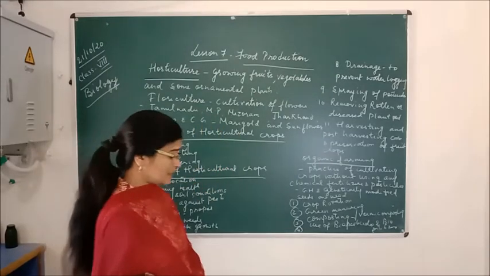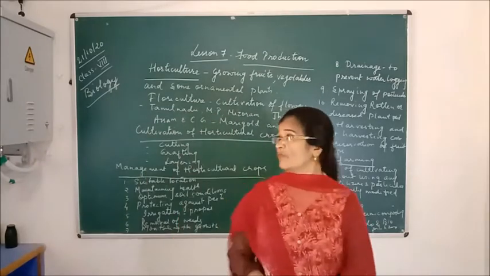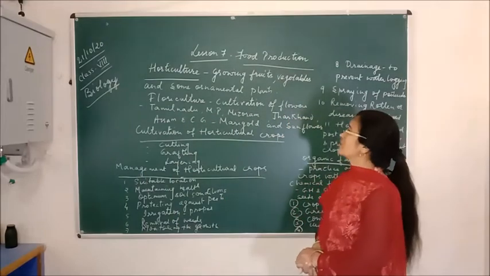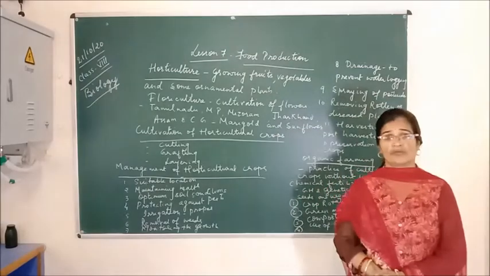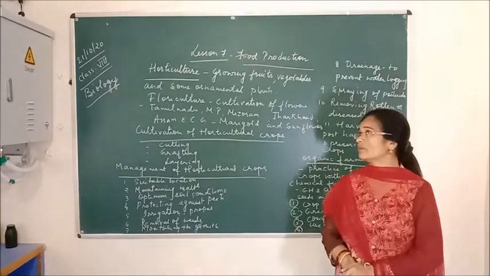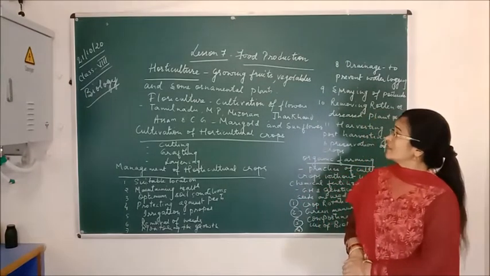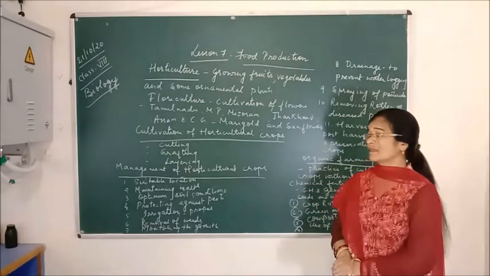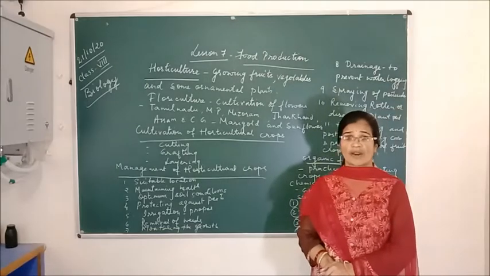It is the practice of cultivation in which we grow fruits as well as vegetables, and not only fruits and vegetables but also some ornamental plants are grown by this method. And floriculture is the large scale cultivation of flowers.